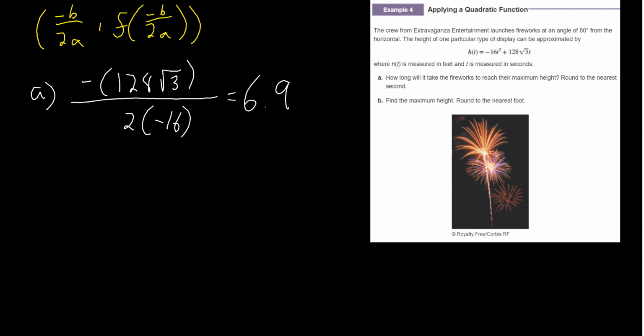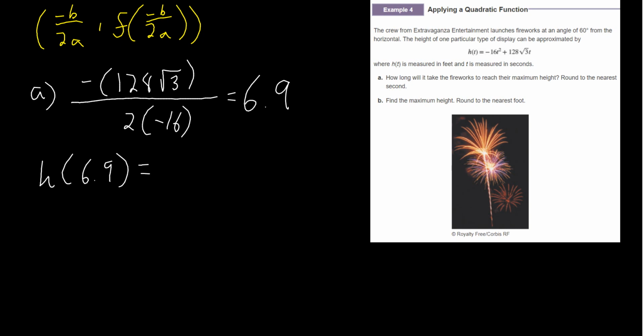Okay. So again, that is this value here. Next, I'm going to do the function at 6.9. So what is the function at 6.9? Well, we're going to do h of t. So it's actually not h of t, it's actually h of 6.9. I've been making that mistake quite a bit lately.